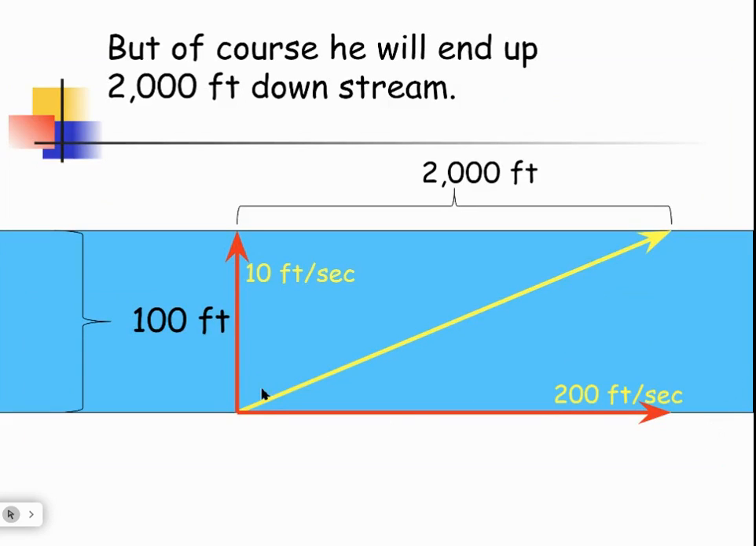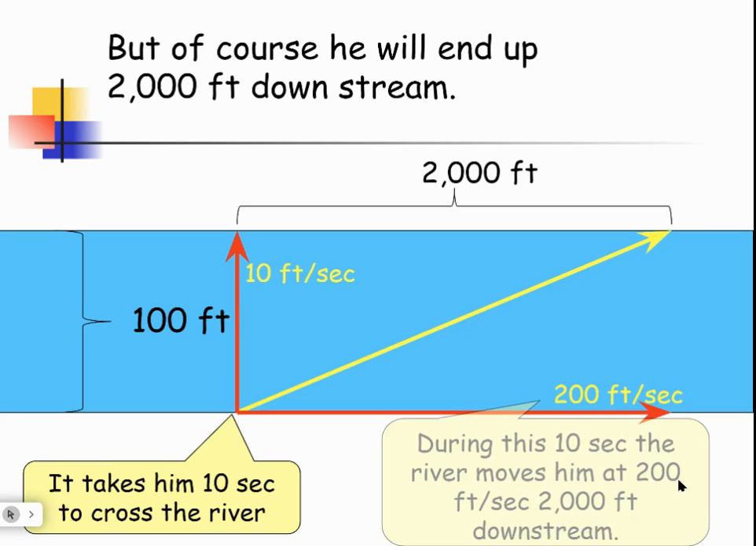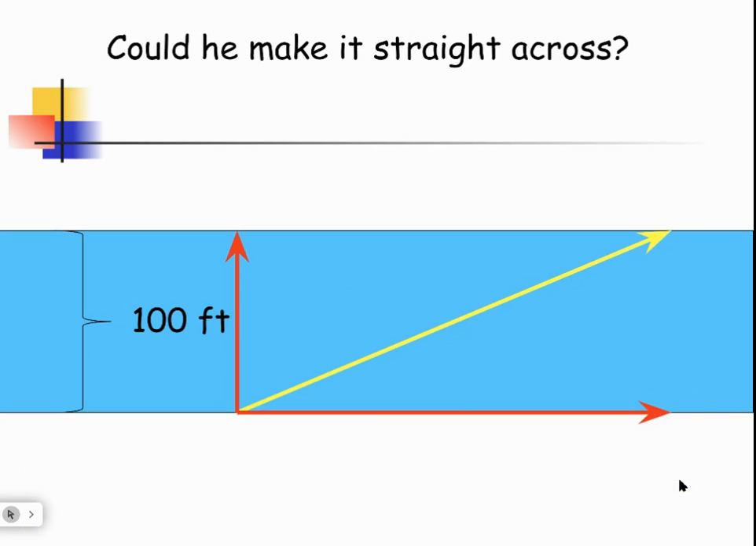So in this case, if it takes you 10 seconds to get across the stream, I will be swimming 10 feet per second across the stream, but also moving 200 feet per second downstream, which will result in me ending up 2,000 feet farther to the right. Now, if I wanted to instead cross this river and go straight across, that would not be possible because I would not be able to swim fast enough upriver at an angle.